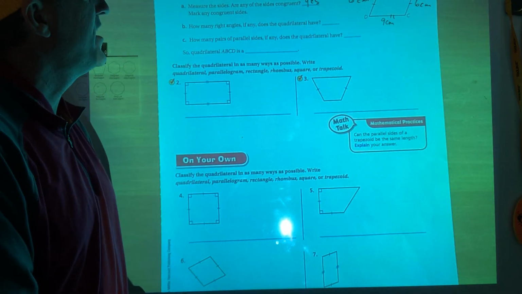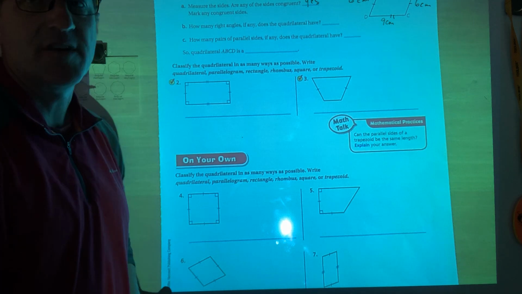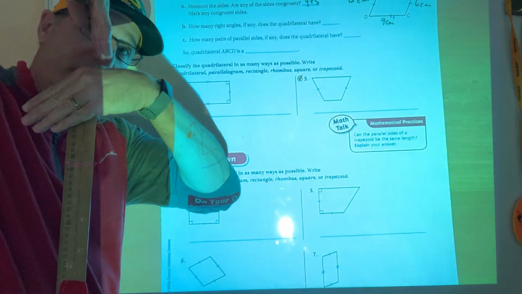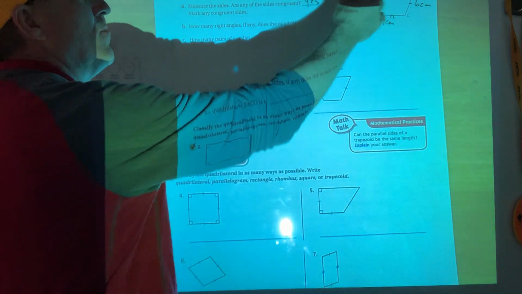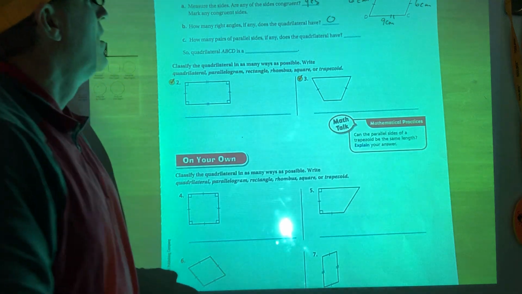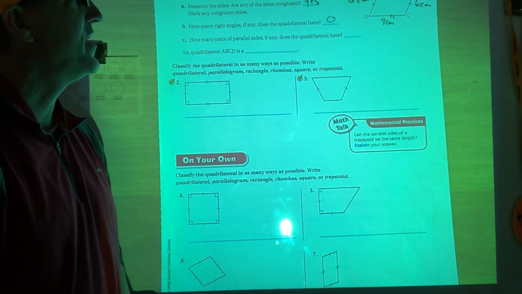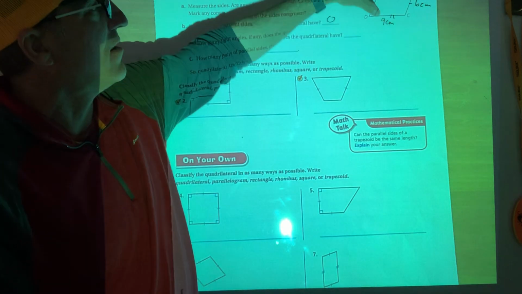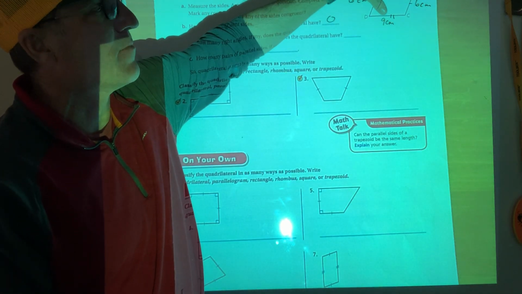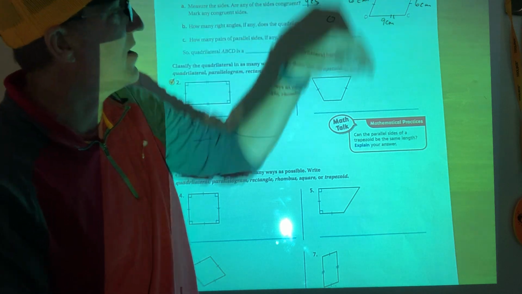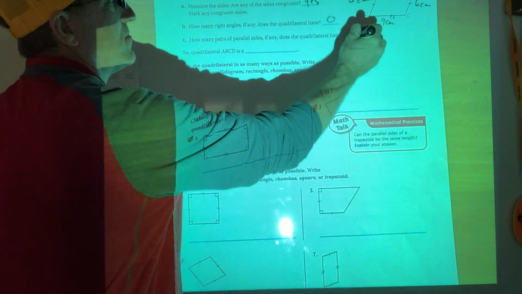These are opposite sides. How many right angles, if any, does the quadrilateral have? Does it have any right angles? Do you see any perpendicular lines where they come straight in? No. And do we see any little boxes? No. So it has 0. How many pairs of parallel sides, if any, does the quadrilateral have? Well, we know that since these are all equal length, these are parallel. They're never going to cross. And so that's 1 pair, 2 pairs. So it's got 2 pairs.